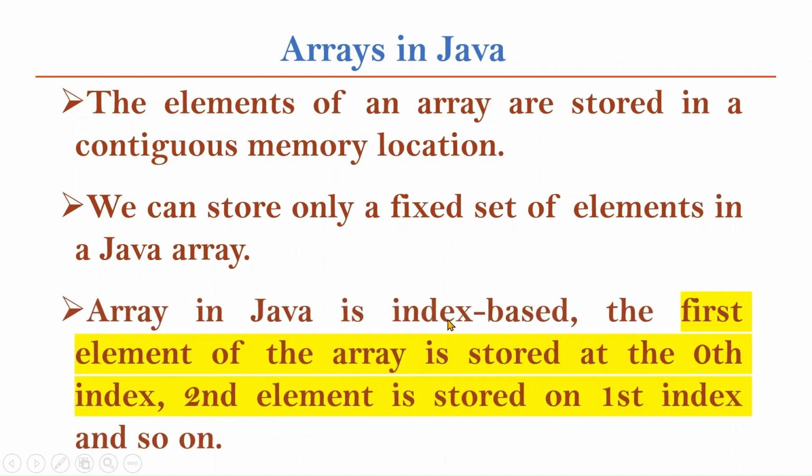Now, array in Java is index based. That is, the first element of the array is stored at the 0th index. Second element is stored on the first index, and so on. So here, if I say 10 elements, the array index is starting from 0 and ending with n-1. That is 10 minus 1, 9. So if you want to access any element from an array, you can go by the index numbers.